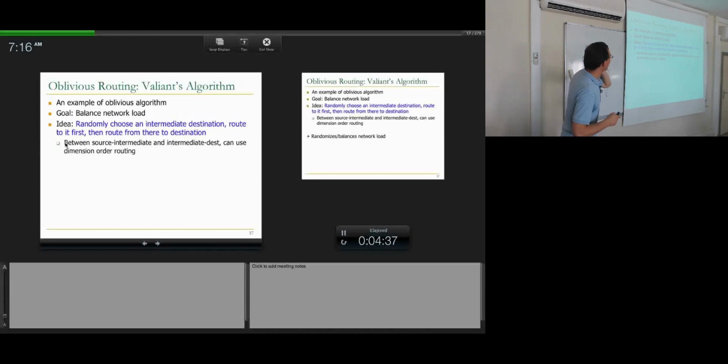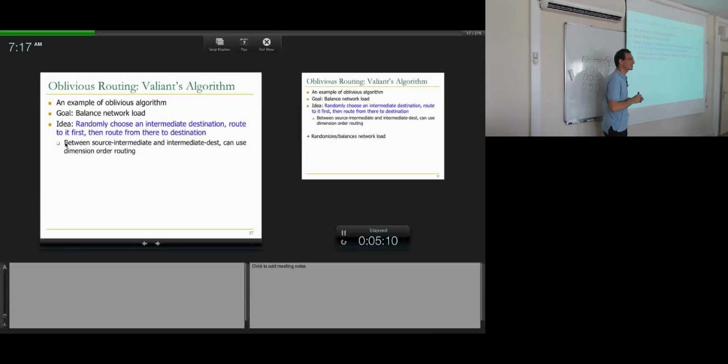Okay. One example of oblivious routing is Valiant's algorithm. This is from Leslie Valiant, who won the Turing Award, I think last year or 2 years ago. And I don't have the paper reference, but you can find it. You can search for Valiant's algorithm. This is an example of an oblivious algorithm. The goal is to balance the network load. And the idea is very simple. If you have a network, don't directly send, have a heterogeneous routing algorithm, if you will.